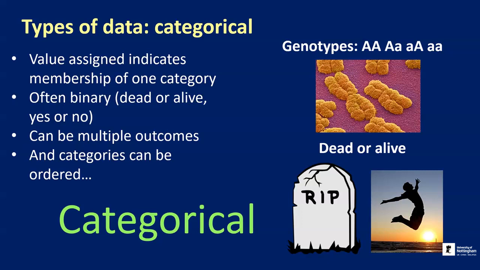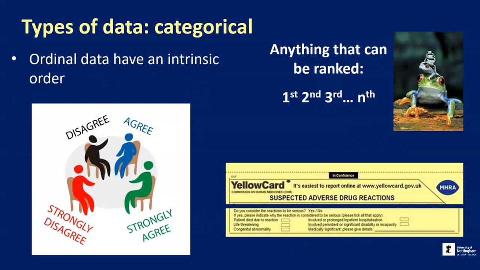Sometimes those categories can actually be placed in a particular order, and that gives rise to a special kind of categorical data called ordinal data. So ordinal data have some kind of intrinsic order. So anything that can be ranked can be treated as ordinal data.